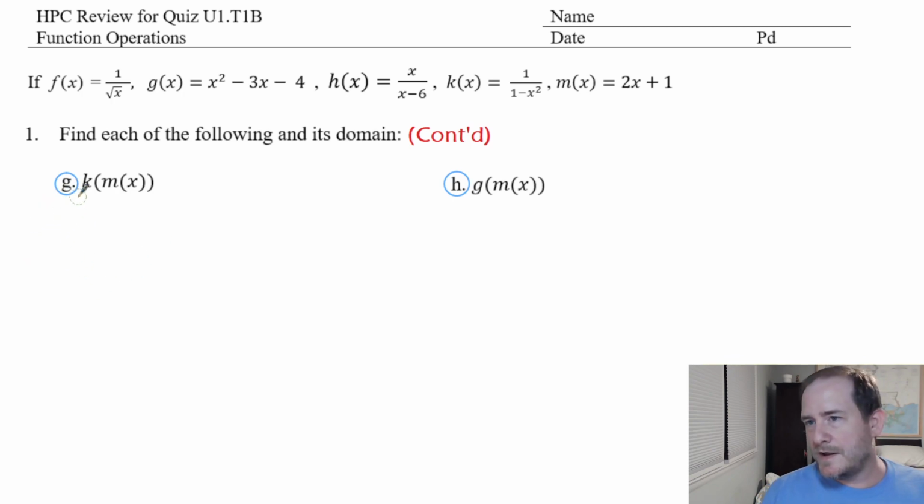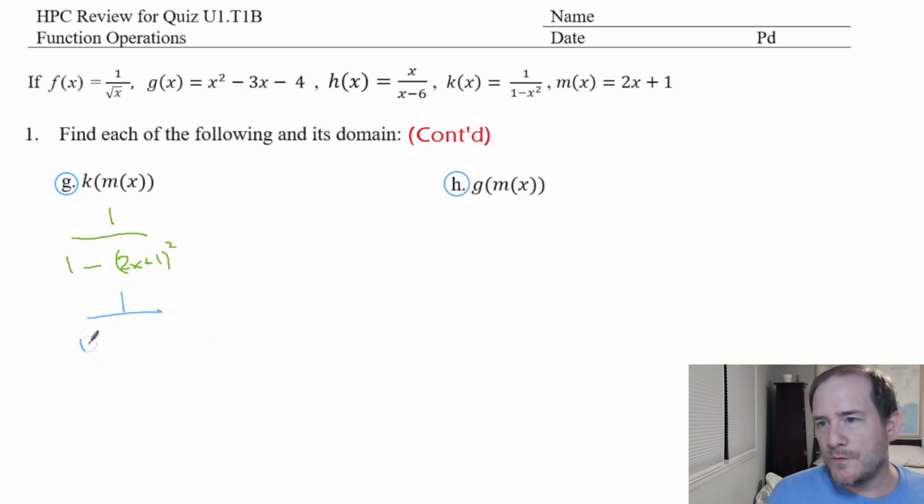All right, hey, let's do another one. Why don't we take function m and cram it inside of function k, generating the expression 1 over 1 minus 2x plus 1 squared. Then, why don't we clean that up so it's 1 over 1 minus.